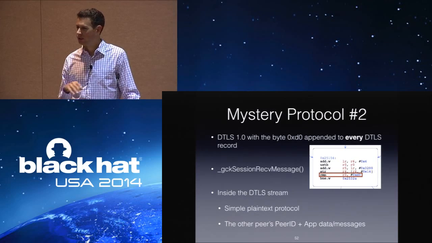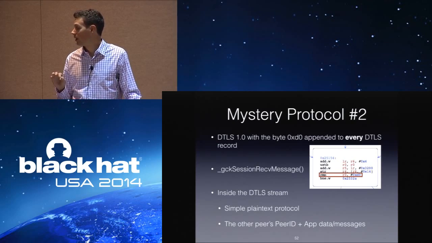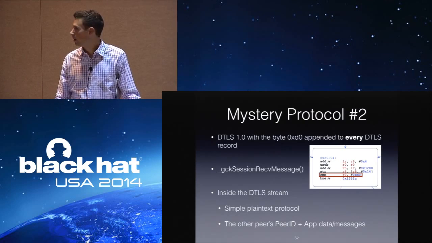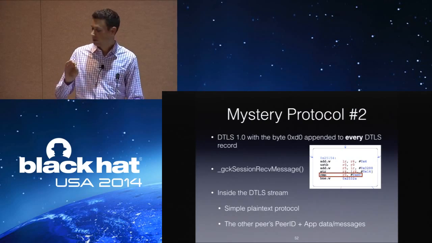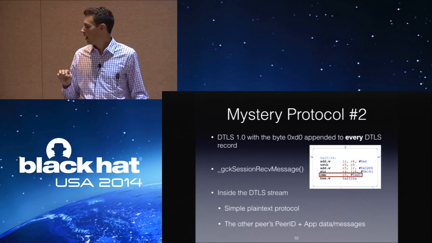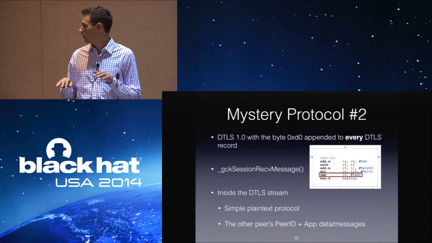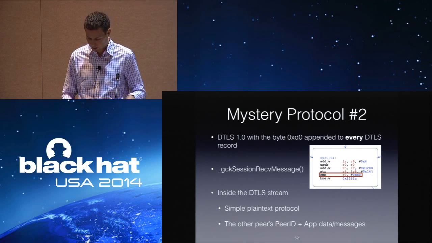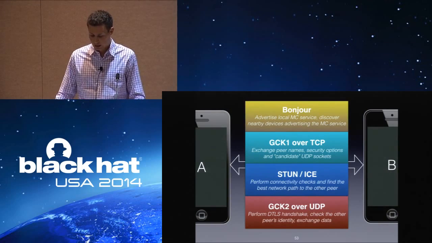And it doesn't matter which device you're using, or which version of iOS, it's always going to be D0, which is kind of surprising. I don't know why it's there, but it does break every TLS tool ever created, so that's kind of annoying. And if you look inside the DTLS stream, it's just a really simple plain text protocol where, when you send a message, like I was doing in the demo, you just see that message and the other peer's ID, and that's it. So it's very simple. That's the whole stack.